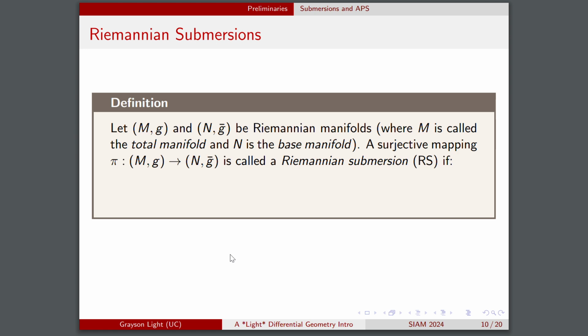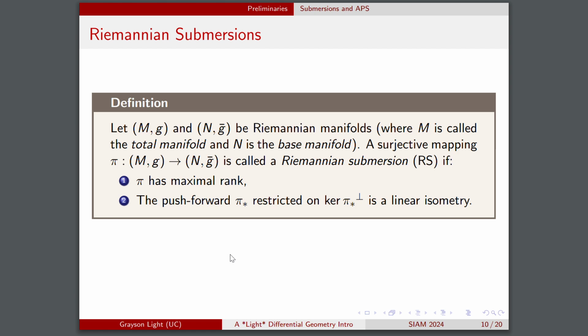One, it's surjective. It's great. But the other two are a little bit cooler. So pi has maximal rank. What does that mean? Well, pi star is a linear mapping. That push forward is linear. And by taking bases for your manifolds M and N, you can write pi star as a matrix, as I was talking about earlier. If this matrix has maximal rank, then this first property is satisfied. Pi has maximal rank. The second one is a little wordier.